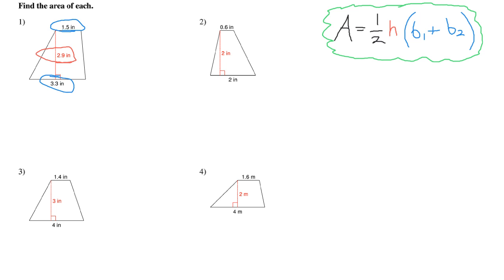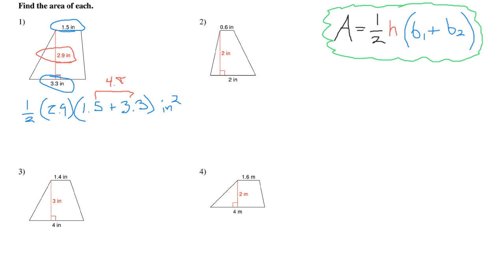All right, cool. So what we're doing is we're writing out our area formula, which here is going to be 1/2 times the height, which is 2.9, times the B1 plus B2, which is 1.5 plus 3.3. Now, because we're doing inches times inches here, our units are going to be square inches. So let's multiply some of this out using the calculator. So the first thing we might want to do is add these two together. 1.5 plus 3.3, that's 4.8.